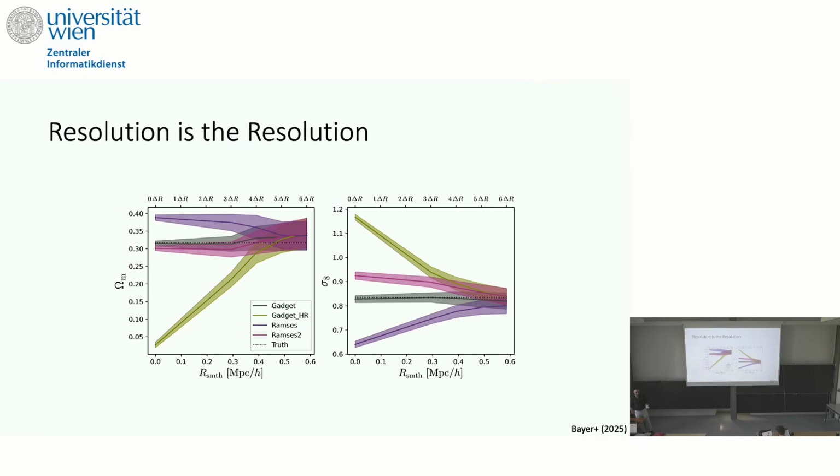And so the solution, or one solution, is to smooth your fields before you apply a CNN. There could be other approaches as well. But what we found is if you smooth by 6 times delta R, so 6 times the grid resolution, then your constraints on omega m and sigma 8 agree between Gadget, Ramses, and different variants of Ramses. And so, yes, you've got to smooth your field before you do field level inference.